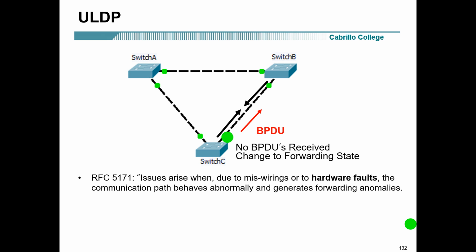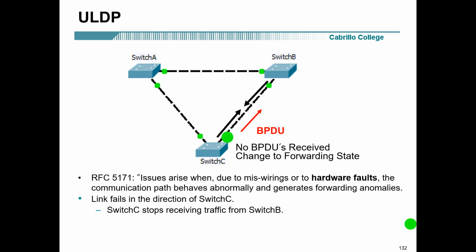Part of RFC 5171, issues arise when, due to miswiring or a hardware fault, the communication path behaves abnormally and generates forward anomalies. The link fails in the direction of switch C. Switch C stops receiving traffic from switch B. However, switch B still receives traffic from switch C.